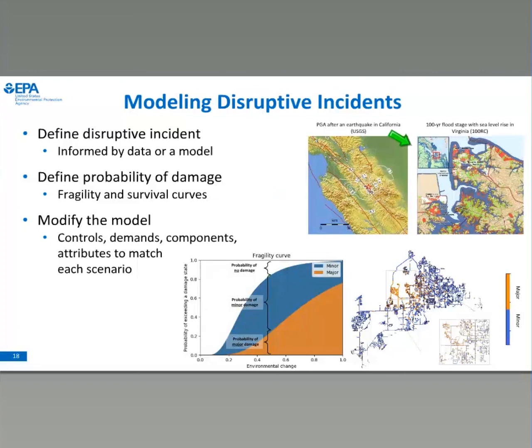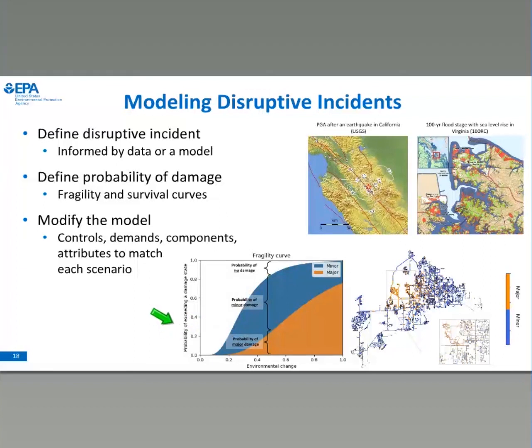You can also get and use maybe 100-year flood map stages, such as this one depicted in Virginia, as inputs to know that maybe some of your pipes might be in flood zones. Winter also has the ability to directly model an earthquake scenario built in without having to use the USGS information.